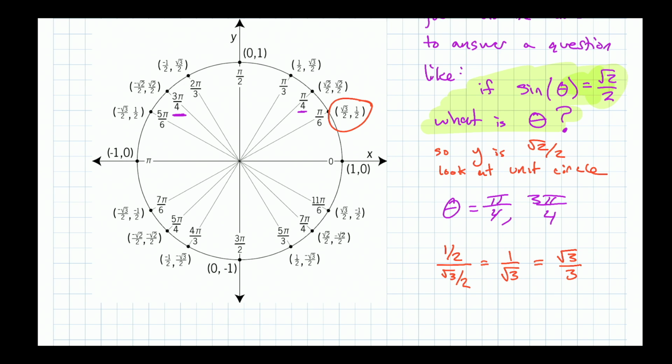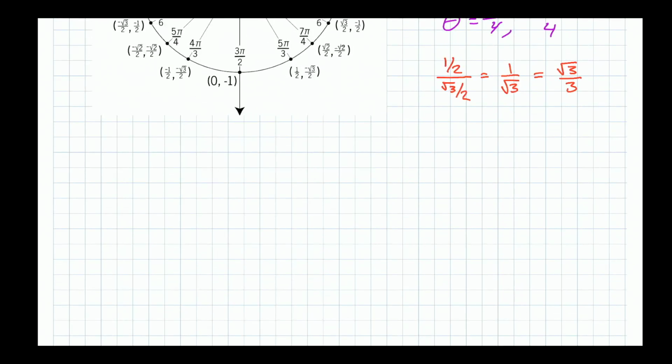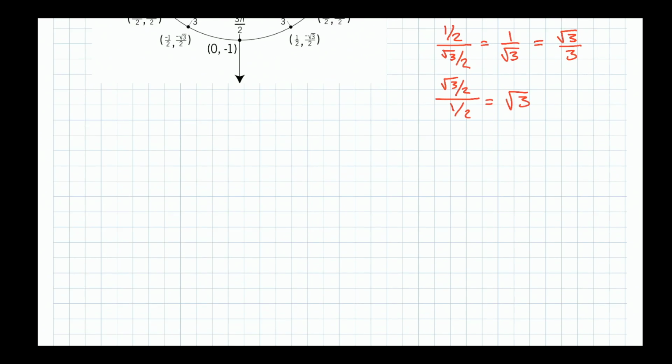So maybe that would help you find pi over 6 on your graph if you knew that fact that I just wrote. Another thing that might help you is the other way around. What if you have square root 3 over 2 over 1/2? Well, in that case, you're just going to have a square root of 3. And there's not another way to write it. Okay, are there any more that we want?